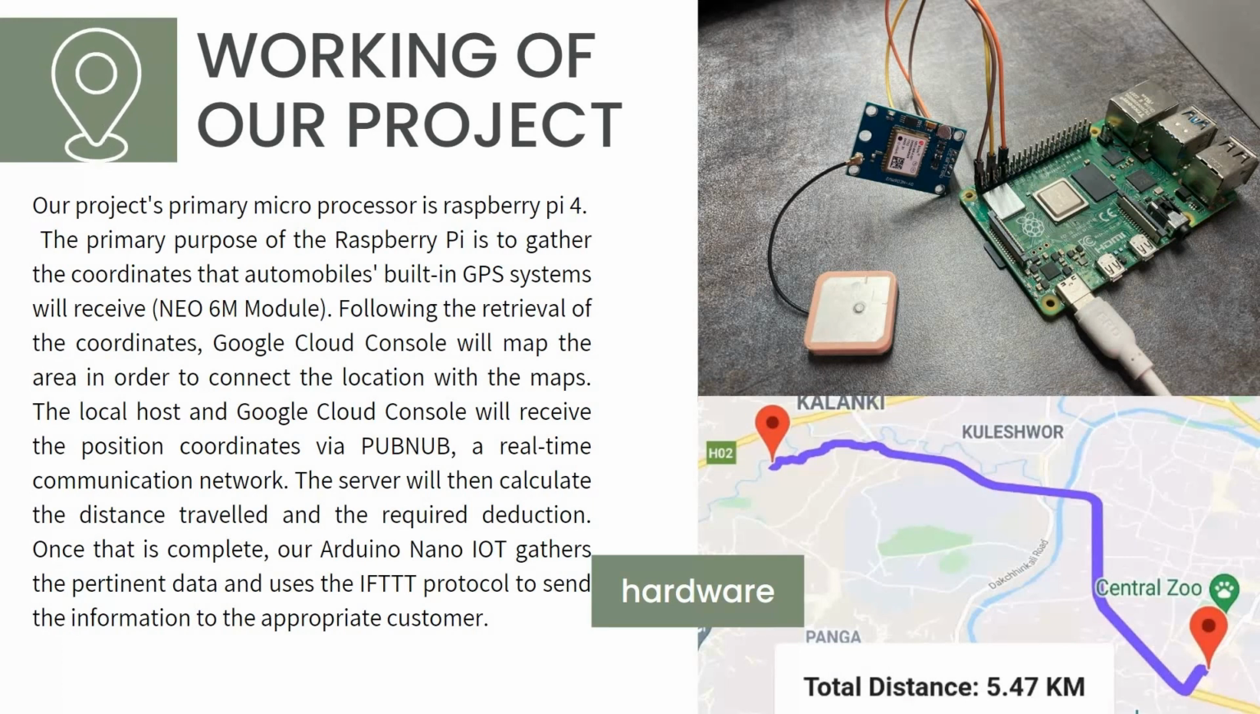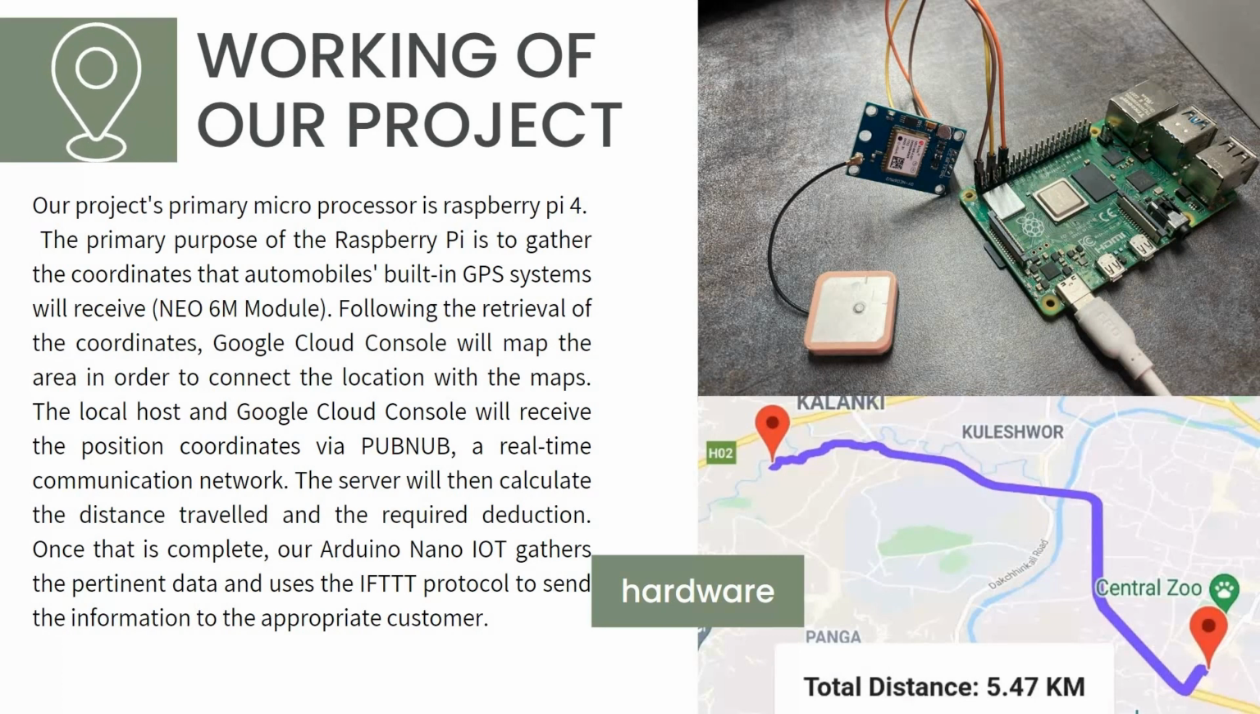But for this mapping interface to work as desired, we need to provide it with the coordinates, which will be done with the help of a real-time communication platform, which is PubNub. This platform will convey the coordinates from the local server to the cloud console. We can say that the server is the location where all the calculations happen regarding the distance traveled by the car and the amount that has to be deducted from the client.